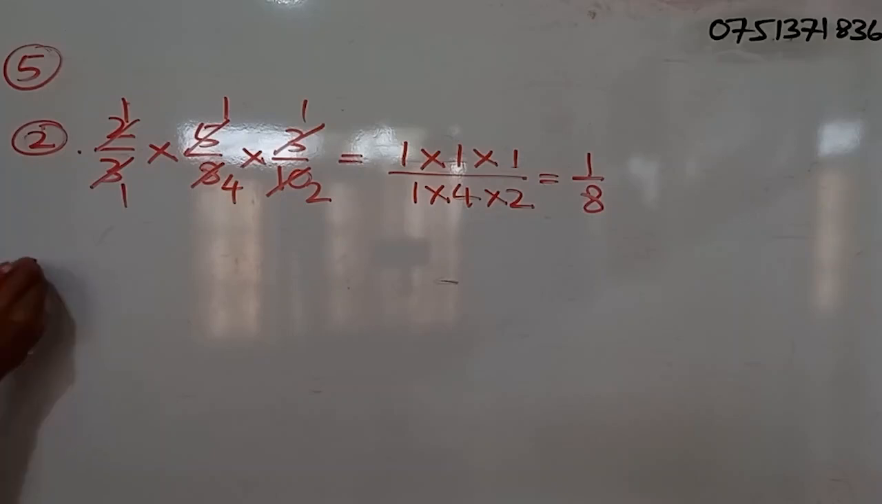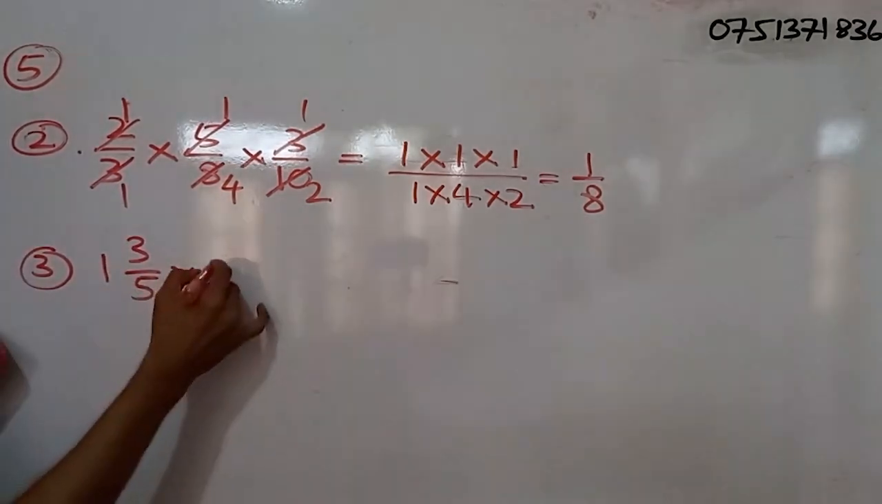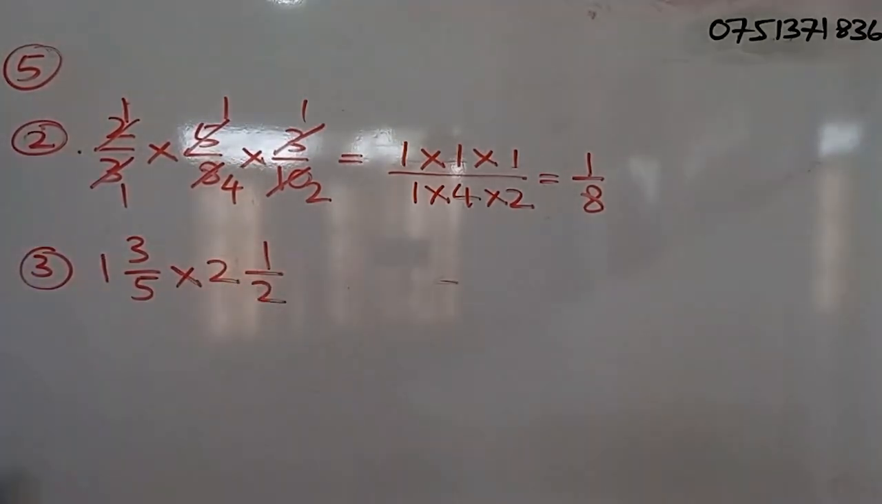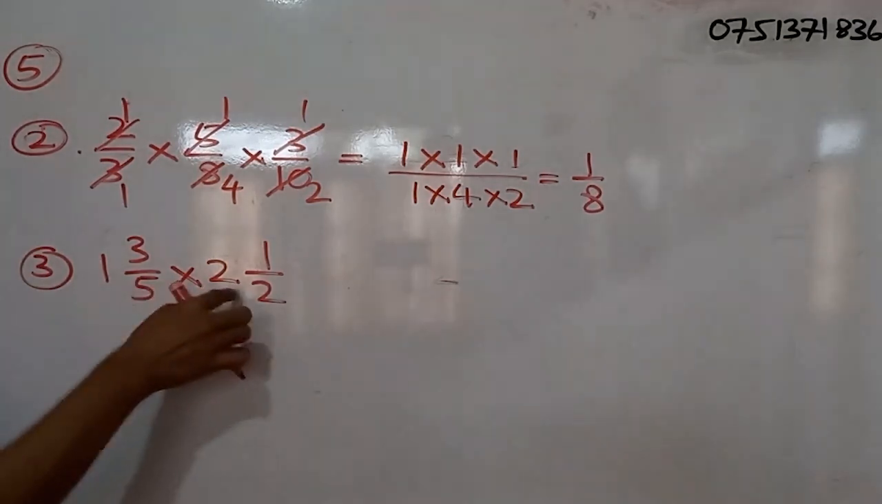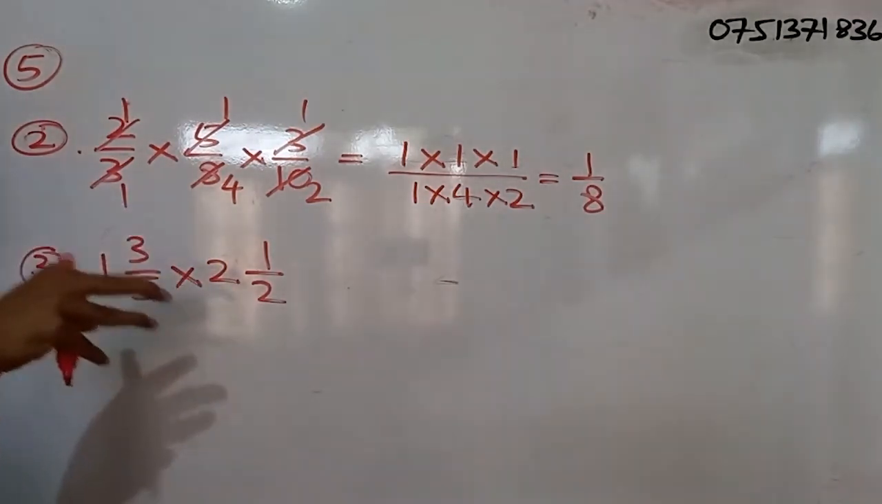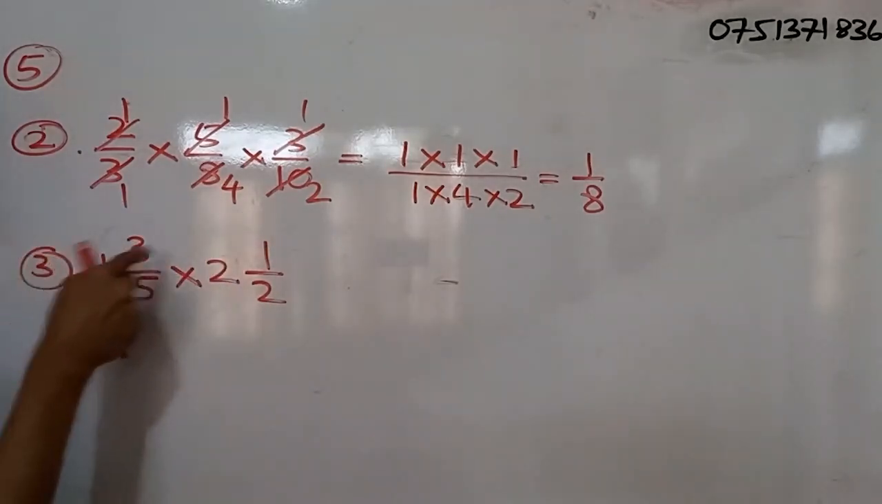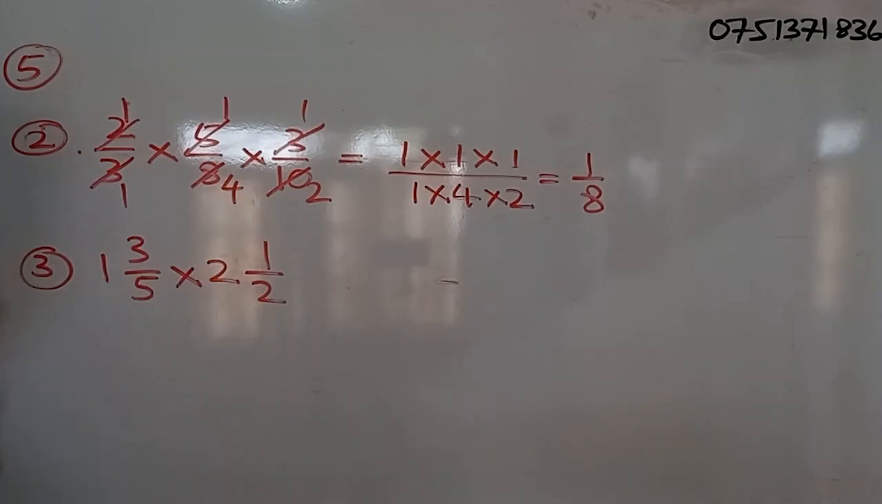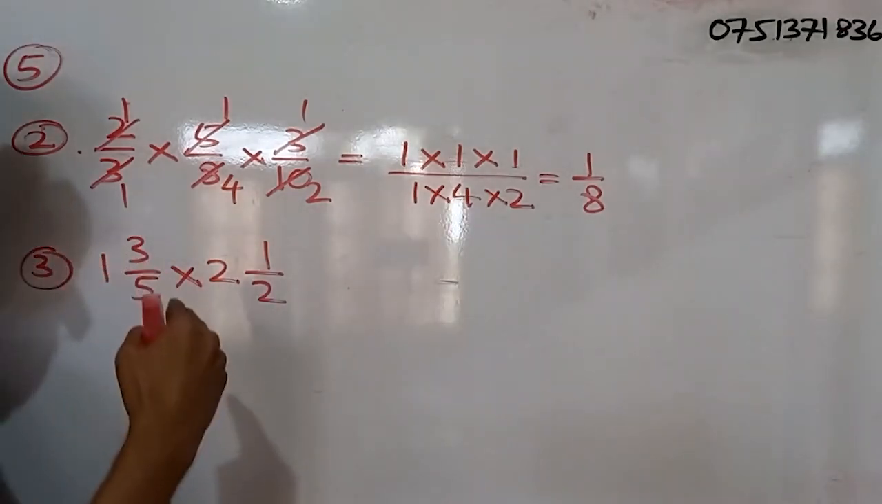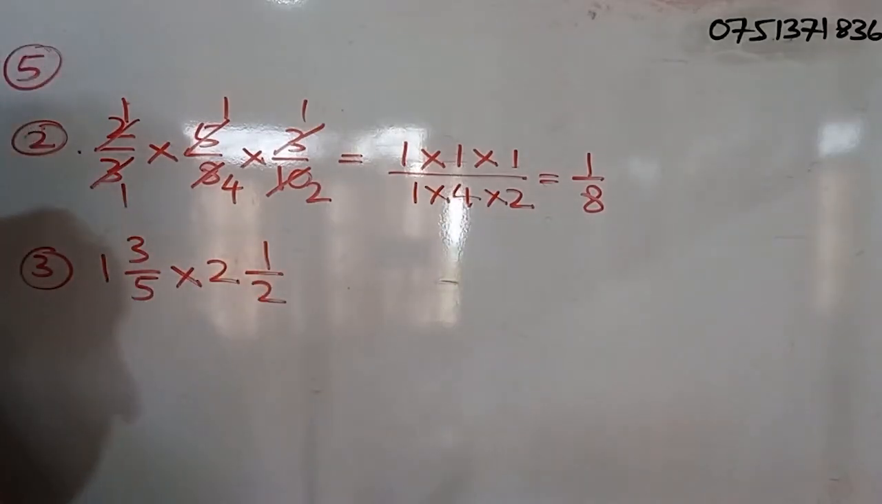Right. The third part. So I have 1 and 3 by 5 into 2 and 1 by 2. So these two fractions are mixed fractions. So before we do any further simplification, we have to convert each of these fractions into what? Improper fractions. Right? When we are given a mixed number, we can convert it into an improper fraction.